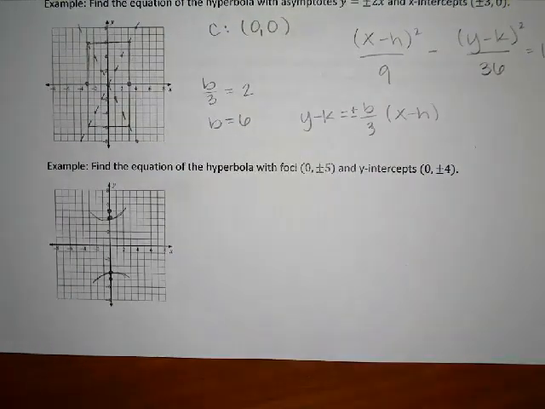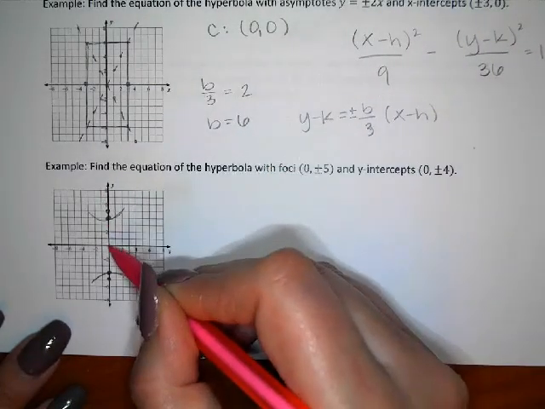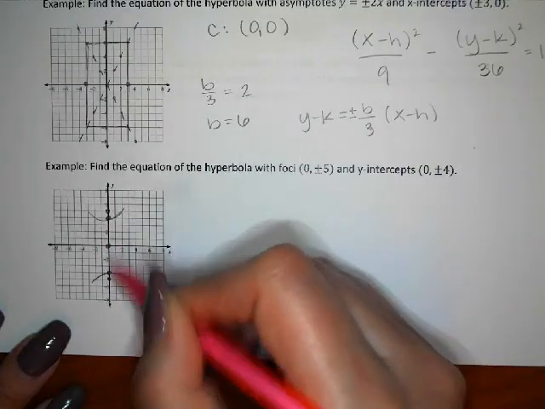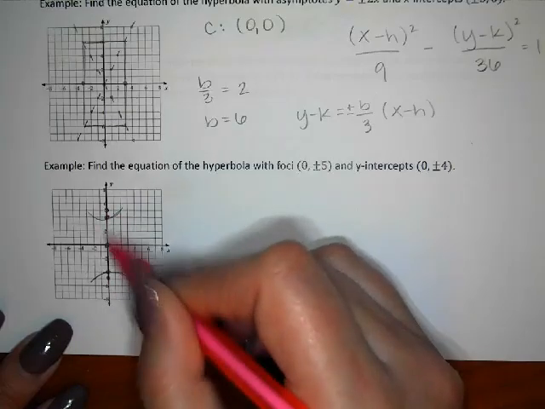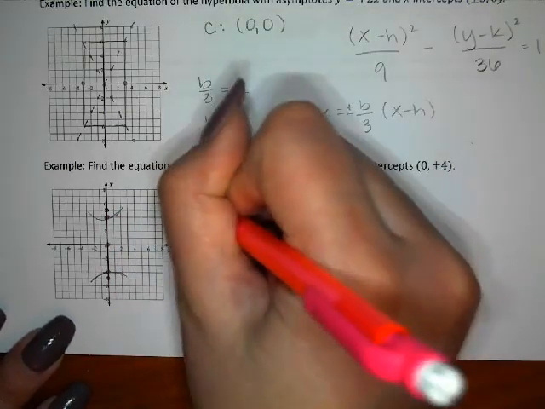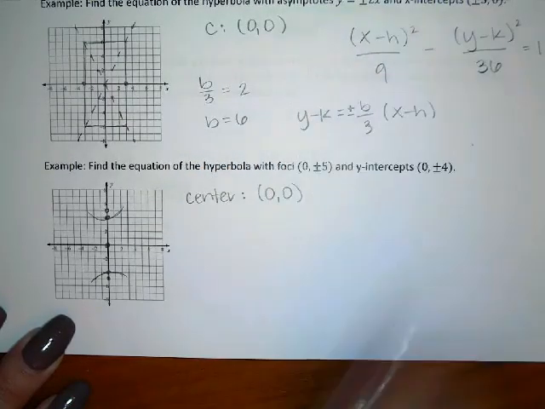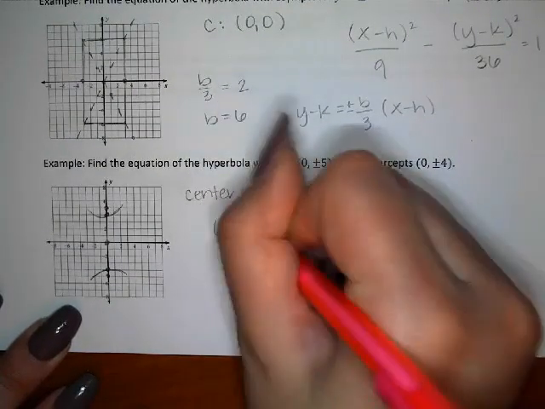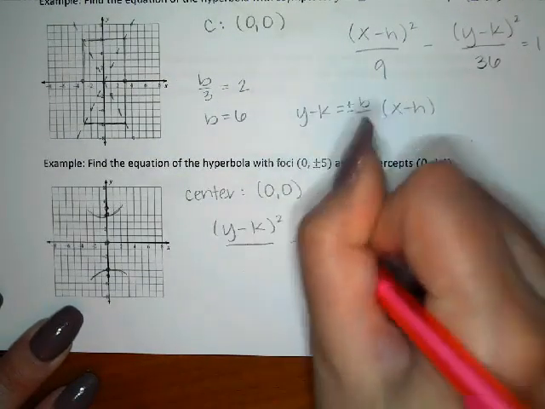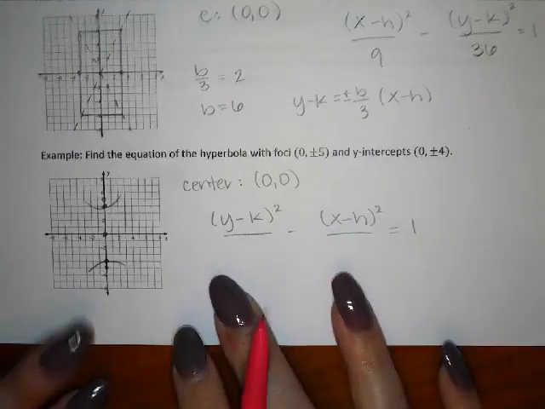Now I can also tell that the center of the graph should be right here, halfway in between those points, and it should be in a straight line with the vertices and the foci. So I can tell that the center is at 0, 0. So I'm going to go ahead and start writing my equation. I have y minus k squared, x minus h squared. And I already know that the k and the h are zeros. Both of these are zeros.